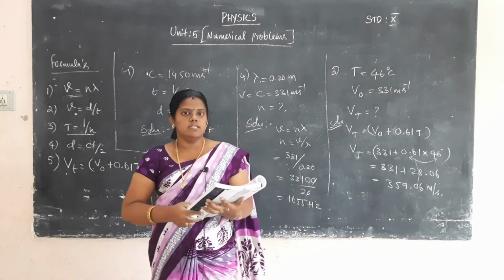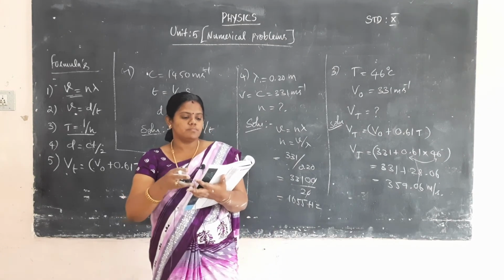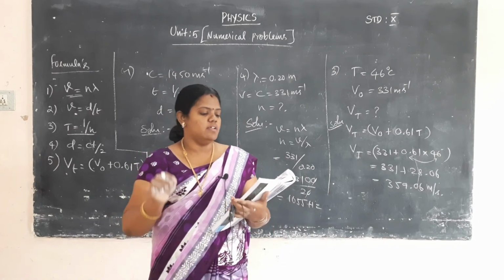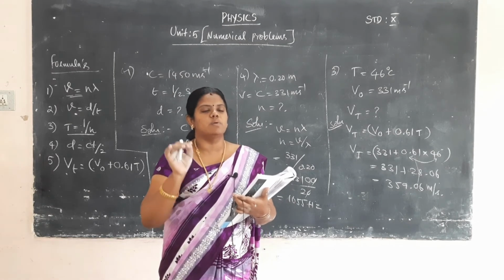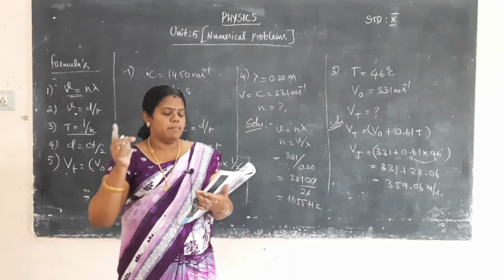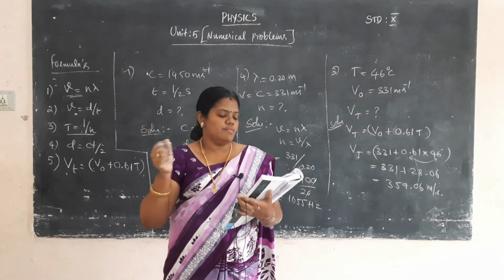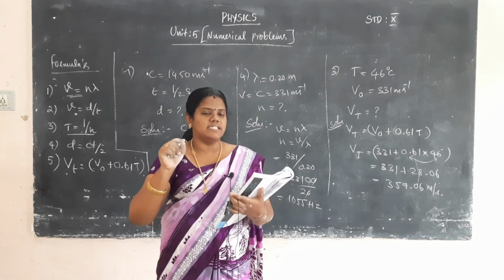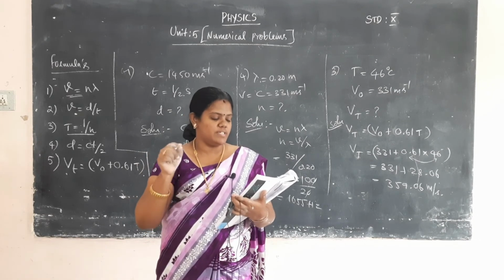In today's session, I explained 9 problems. In the first problem, velocity value and frequency value are given. We easily find out the wavelength value by using the formula V is equal to n into lambda. Second problem, time value and velocity value are given, so we want to find out the distance value. Distance d is equal to velocity into time. Substitute the velocity value and the time value, and easily find out the distance.